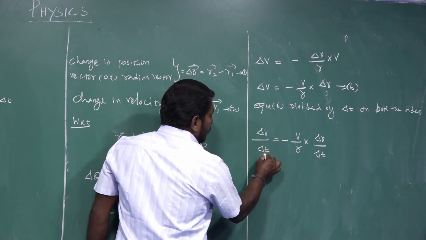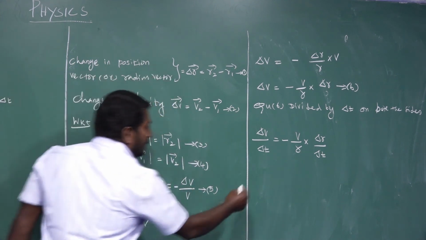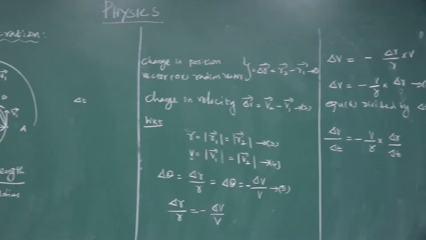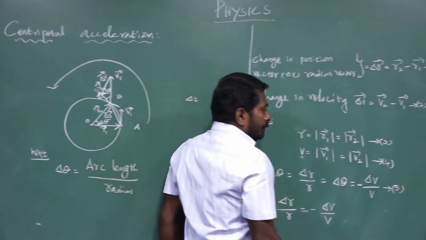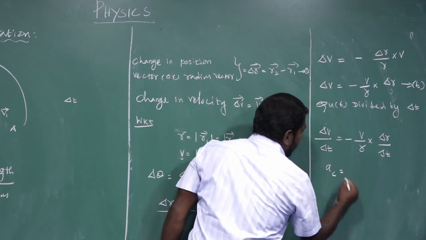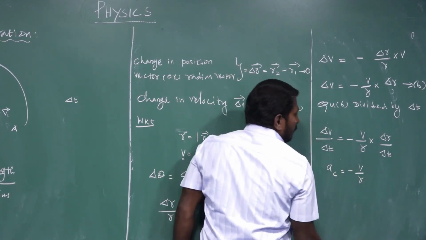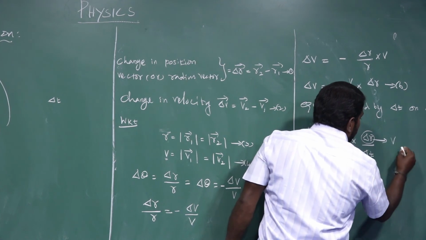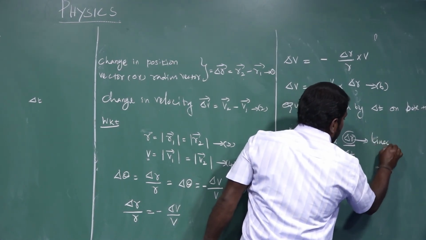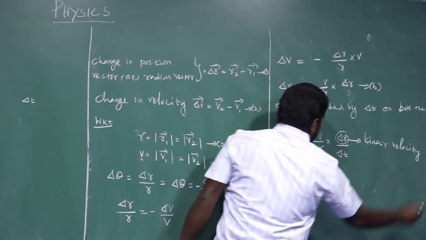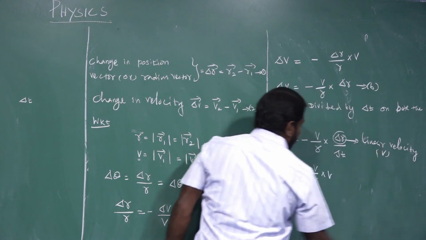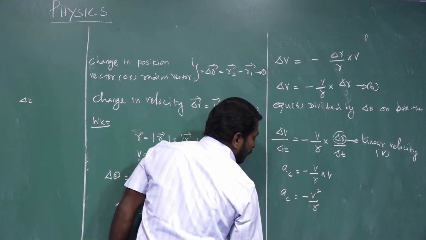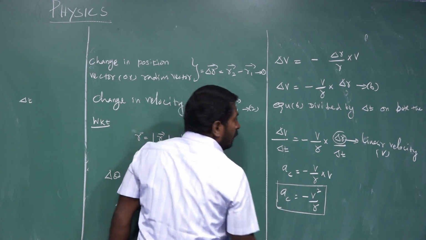We know that delta V divided by delta T, the change in velocity divided by the change in time interval, is the centripetal acceleration AC, which is equal to minus V divided by R into delta R divided by delta T. Displacement divided by time is called linear velocity, so therefore it is also V. Then centripetal acceleration AC is equal to minus V square divided by R. Equation number 7.